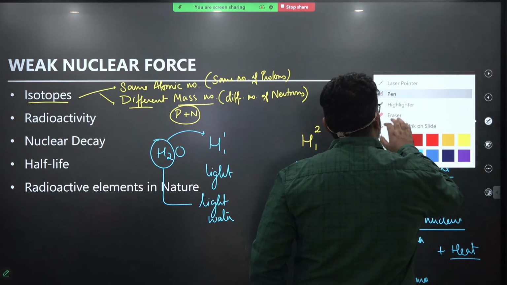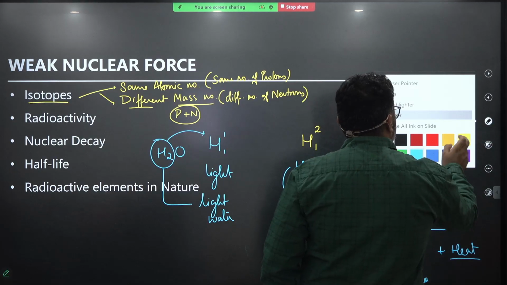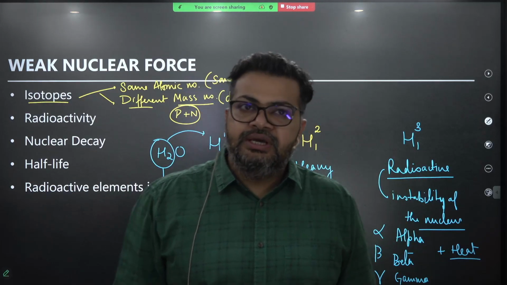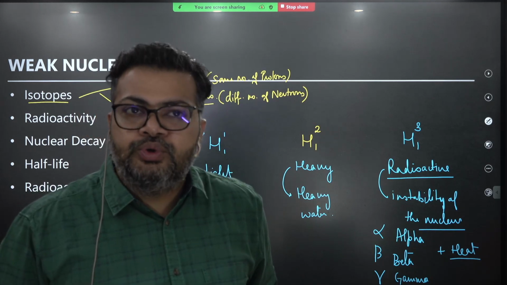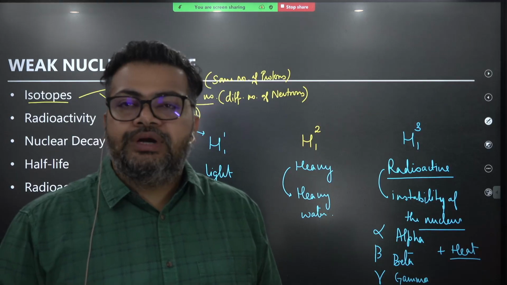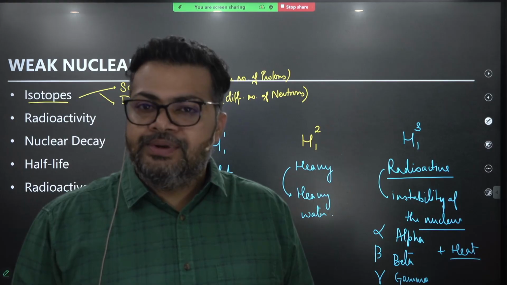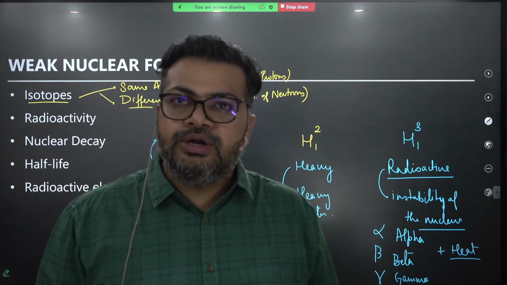So H3 happens to be a radioactive nucleus. I believe all of you are able to get it. H1, H2, H3. These are radioactive nuclei. Now my question to you is, please pay attention. So H3 is a radioactive nucleus, and H3 will emit alpha, beta, gamma as well as heat until it becomes stable. Got it, all of you?